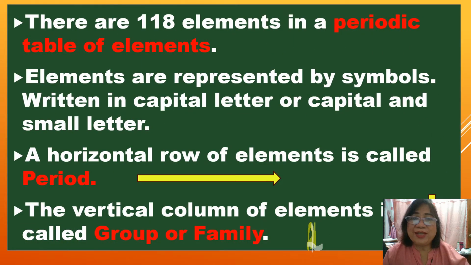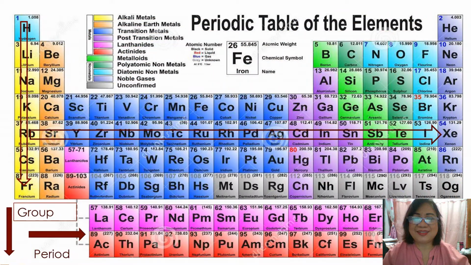There are 118 elements in the periodic table of elements. Elements are represented by symbols written in a capital letter or a capital and a small letter. A horizontal row of elements is called a period, while a vertical column of elements is called a group or family. This is the periodic table of elements. The vertical column represents the group or family, and the horizontal row represents the period.